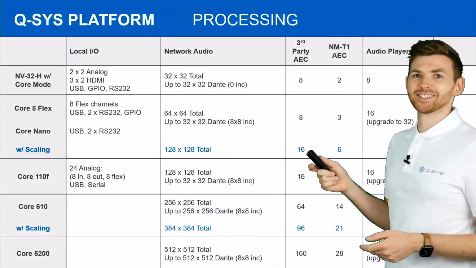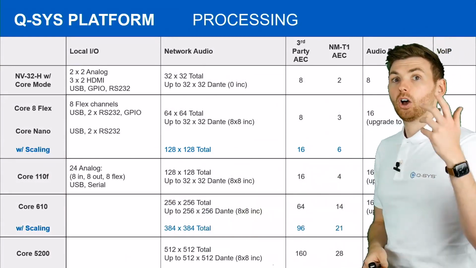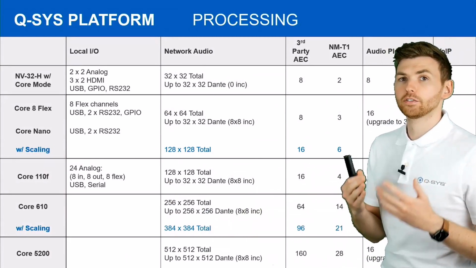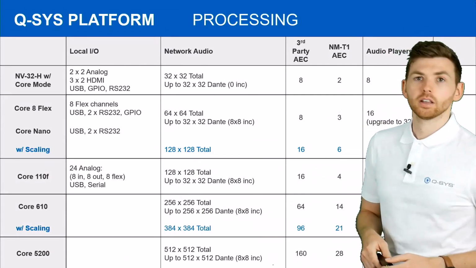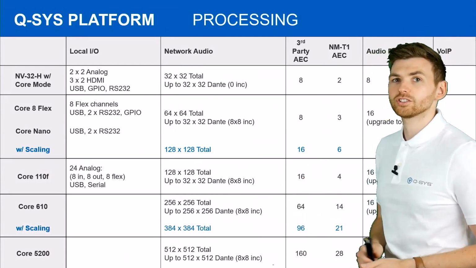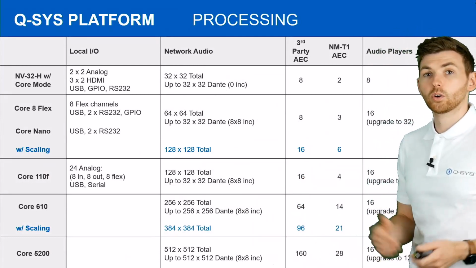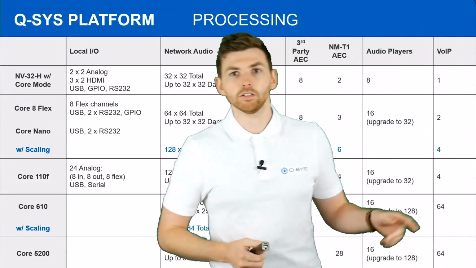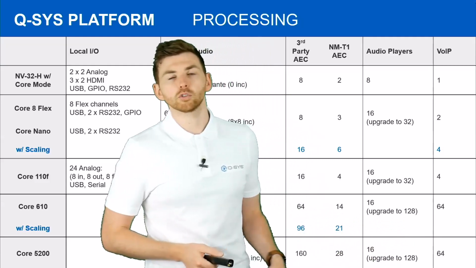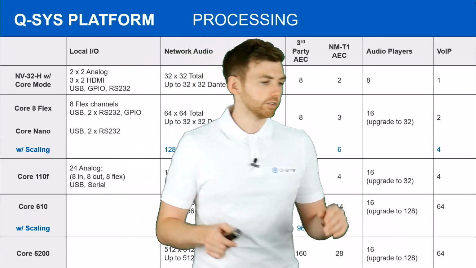Now, the limitations of this are 512 inputs and outputs on the network. All of those can be Dante if you want. That actually makes it the highest channel count Dante processor in the world. Then you've got 160 AEC channels, you've got 28 NMT1s, or of course, some kind of combination of the two. And then the same as the 610 for audio players and VoIP, up to 128 audio players, up to 64 VoIP lines. All right, there's the Core 5200.